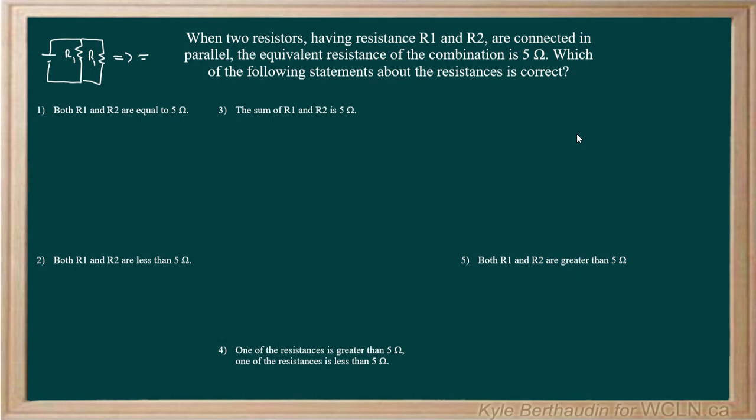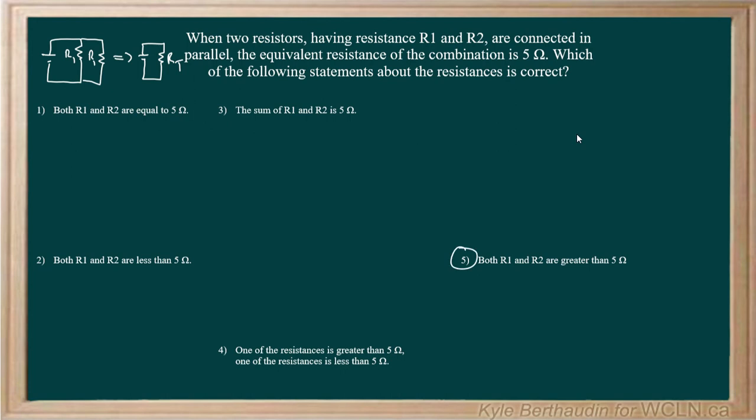in other words, if we combine those resistances to give us, instead of R1 and R2, if we try and find an RT, we know that that RT is equal to 5. And we need to determine which one of these statements is true about the resistances R1 and R2. So to jump right to the answer before we do some work to show that reasoning, the answer is going to be number 5.